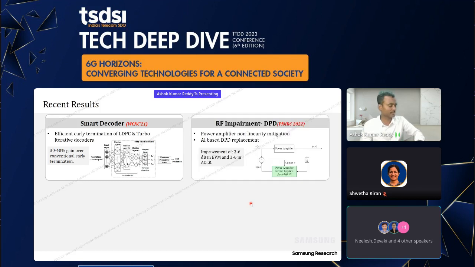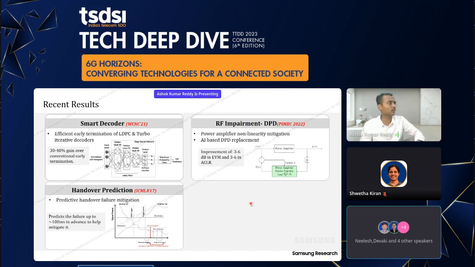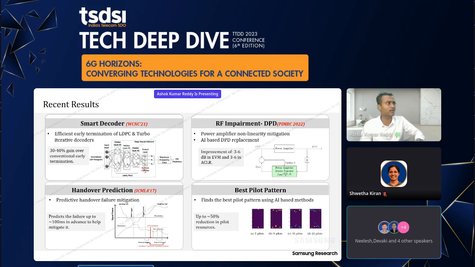So similarly, in the interest of time, I'll quickly run through a few more applications. The smart decoder is somewhere where you don't replace any of the decoder. These are well optimized, let's say Turbo or Polar or any of the LDPC decoders. They're nicely packed and they're in good shape already.